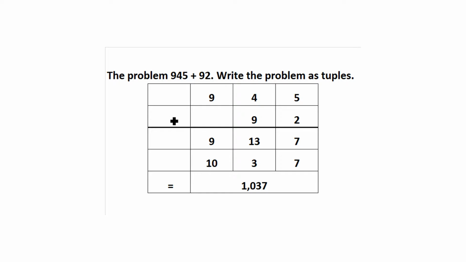So we add the ones integers, the tens integers, the hundreds integers. So 5 and 2 is 7. 4 and 9 is 13. There is no integer below the 9, so we just bring the 9 down. Now, we'll bring the 7 down, 13, bring the 3 down, the 1 gets added to 9 to make 10, so our final answer is 1,037.